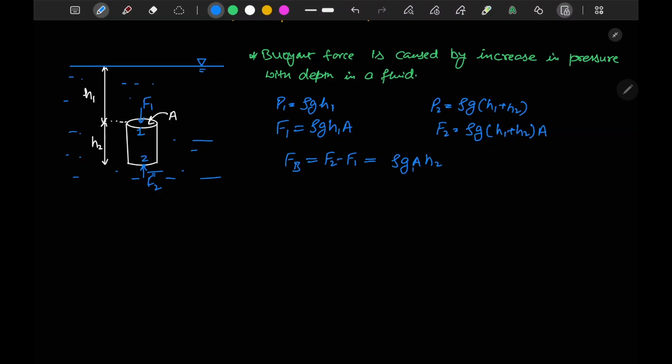And this term A times of h2 is the volume of fluid displaced. So what can I write? I can write my buoyant force is equal to rho g V: density times acceleration due to gravity times volume of fluid displaced. I hope you get this point.